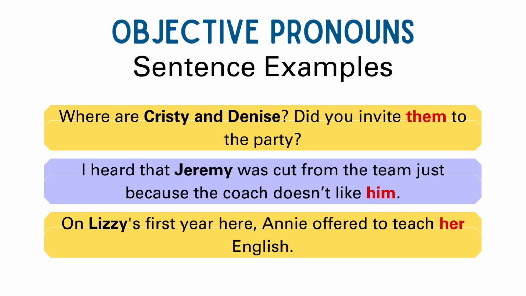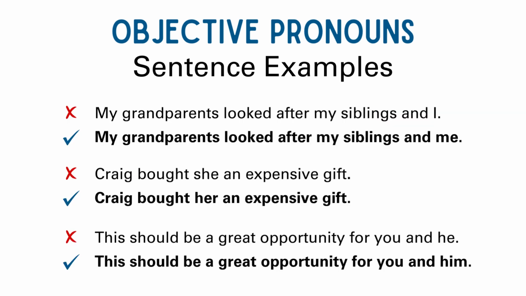In the third sentence, on Lizzie's first year here, Annie offered to teach her English. We use her to refer to Lizzie because Lizzie is the object or the receiver of the action. What's the action? Being taught English by Annie. We don't say Annie offered to teach she English because she is a subjective pronoun, while her is an objective pronoun and is the correct one to use in this case.